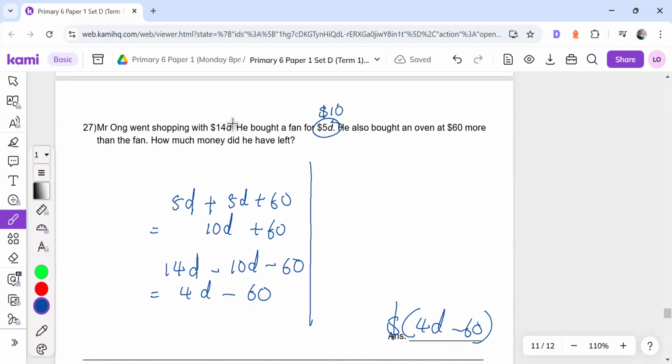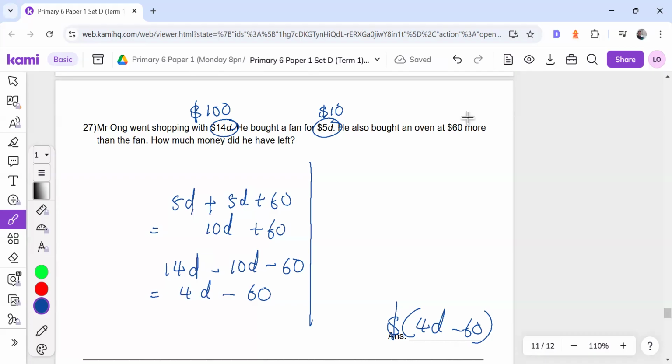And then the shopping, you went shopping with how much money? Change it to maybe $100. Okay, something like that. Then we do the primary school method, the primary three method. So what's the first step? The fan costs $10. He bought an oven at $60 more than the fan.